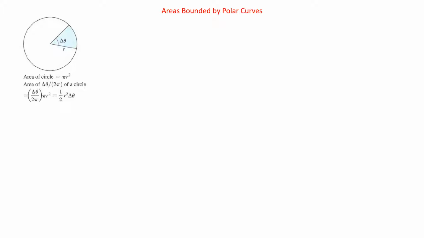Now the area of a sector of a circle is going to be the area of the full circle, pi r squared, times what part of a circle do we have? We have some theta or delta theta out of 2 pi. The pi's cancel, so we end up with 1/2 r squared delta theta.